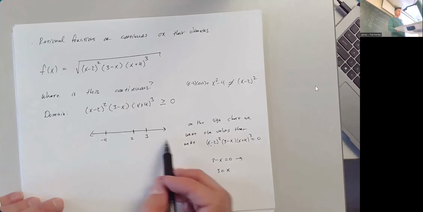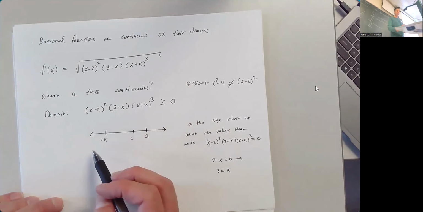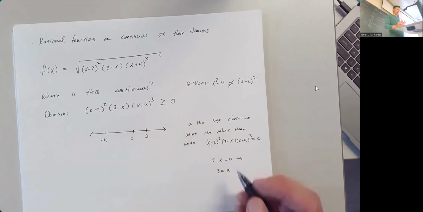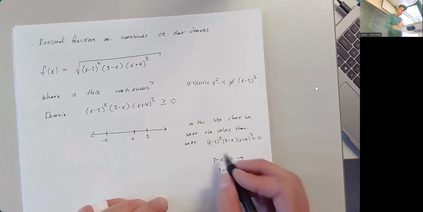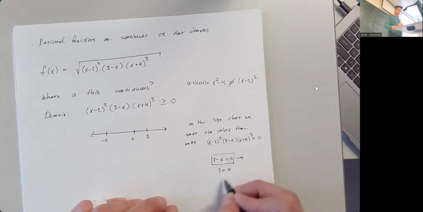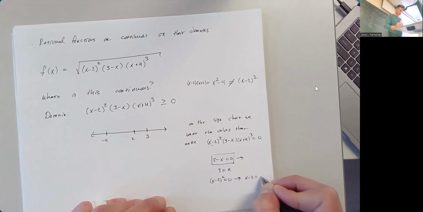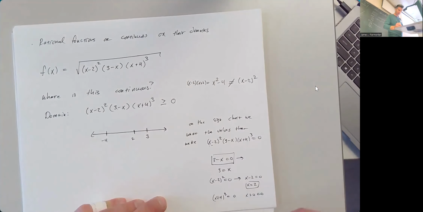So here are the 3 values that are going on our sign chart. And really, the way you can get them is just by setting each factor equal to 0. If you set 3 minus x equal to 0, you get 3 equal to x. If you set x minus 2 squared equal to 0, you're going to get x minus 2 equal to 0, which means x equal to 2. And if you set x plus 4 cubed equal to 0, you're going to get x plus 4 equal to 0, which gives you x equal to -4.